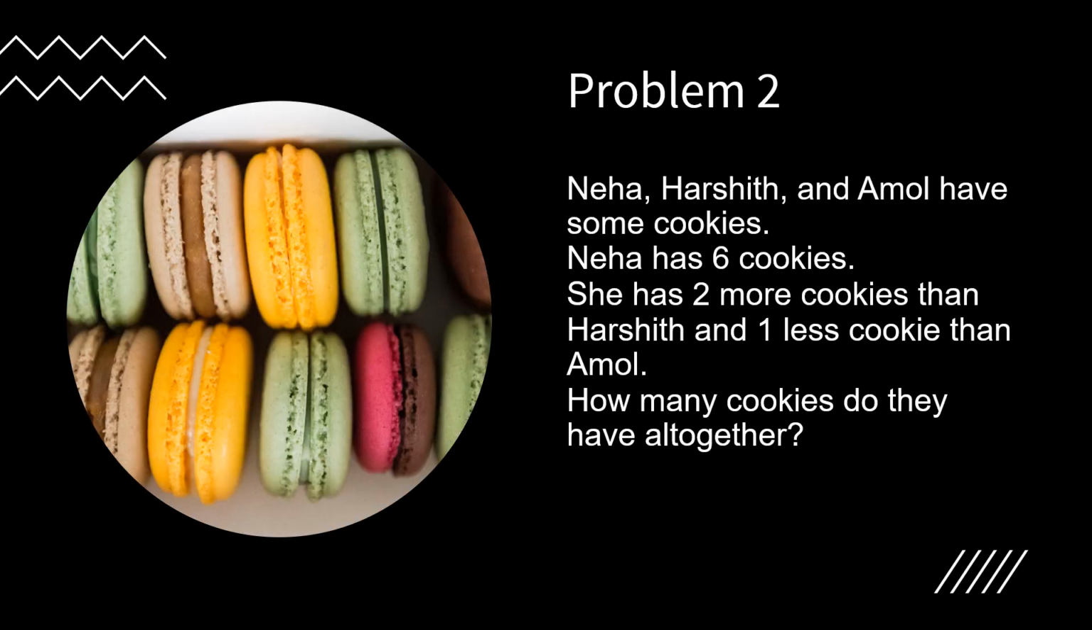Neha, Harshit and Amol have some cookies. Neha has 6 cookies. She has 2 more cookies than Harshit and 1 less cookie than Amol. How many cookies do they have altogether?